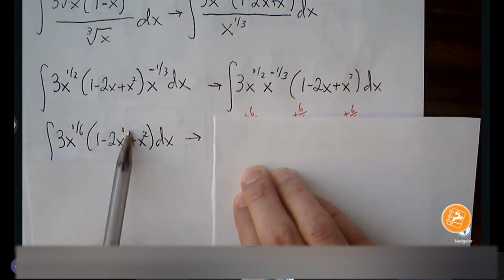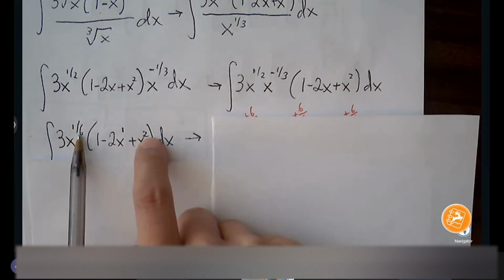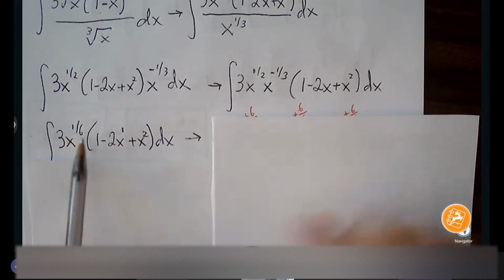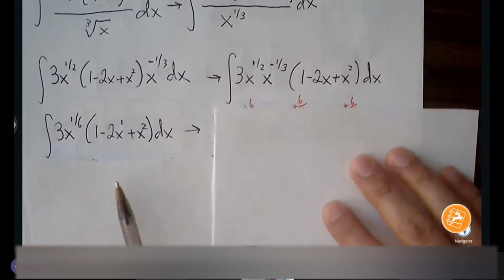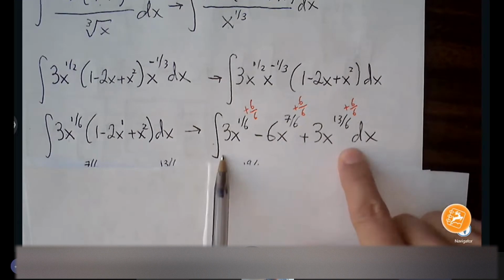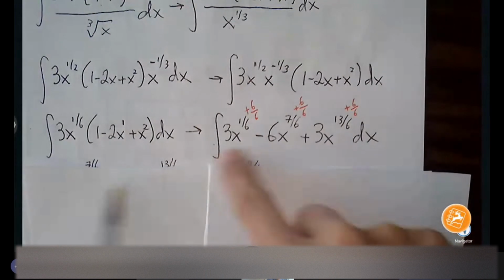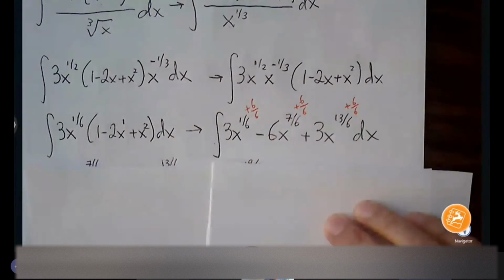So as I distribute through, I'll add exponents. 1/6 plus 1 is going to be 7/6. 1/6 plus 2 is the same thing as 1/6 plus 12/6, which is 13/6. And all the meanwhile, my integral and dx notation is still going to be reappearing because everything that we're doing is still just algebraic cleanup.